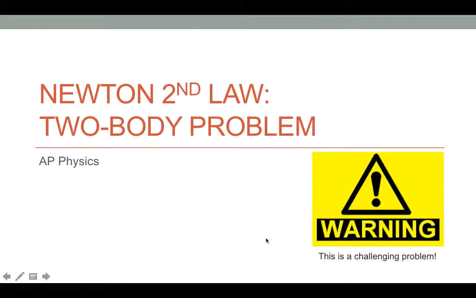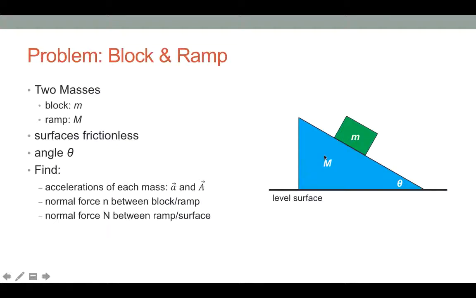The last problem we will consider will indeed be a challenging one. It will just be a slight modification of one we've already done, namely a block on a ramp. Before, the ramp was fixed to the ground and did not move. Now we're going to let the ramp sit on a level, frictionless surface, and we will allow it to move. So as the block slides down the ramp, the ramp itself will be moving in the opposite direction.